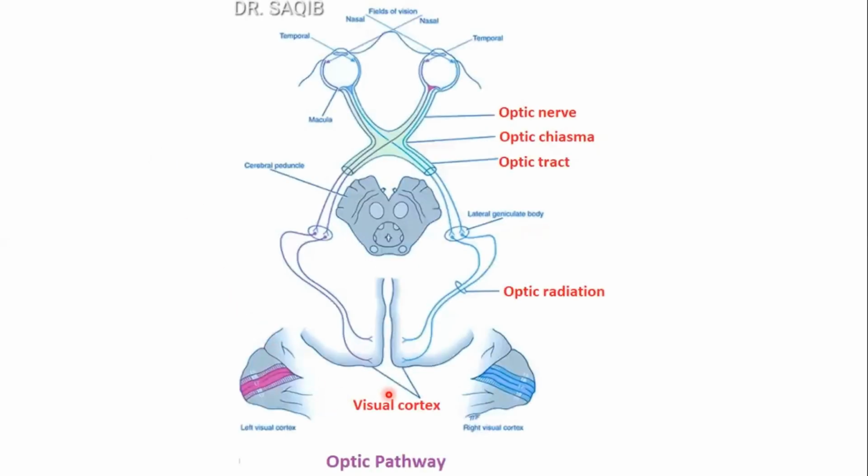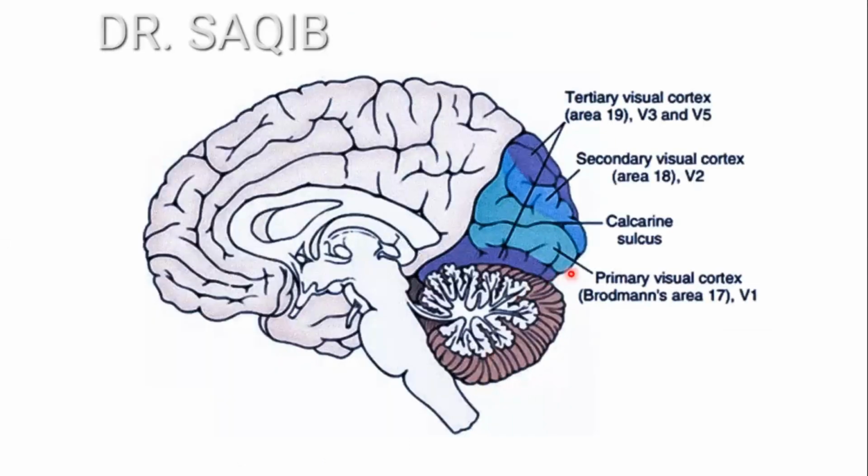Here you could see this. This is the visual cortex. Here you could see the visual cortex, left and right. And you could see these areas more specifically. This is the primary visual cortex, Brodmann area 17. Right? This is the calcarine sulcus. Here you could see this is the calcarine sulcus. And also see the secondary visual cortex, area 18, and the tertiary visual cortex, area 19.